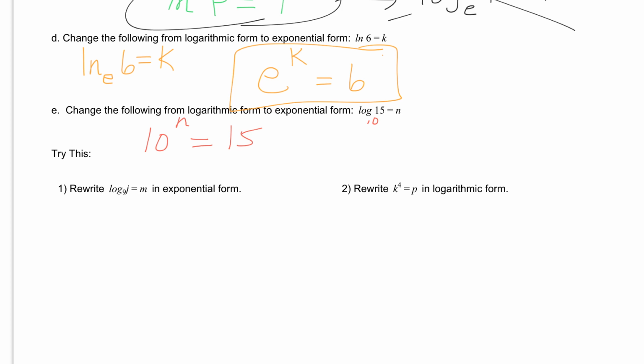If you did 1 correctly, you should have gotten 9 raised to the m is equal to j. And if you did 2 correctly, you should have gotten the log base k of p is equal to 4. If you have questions on either one of these, please let me know.